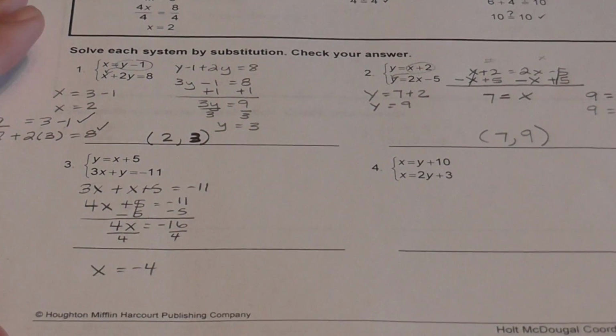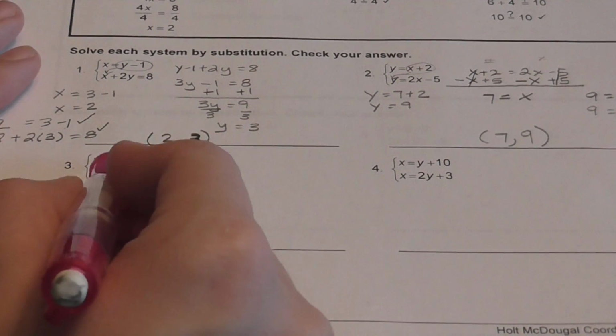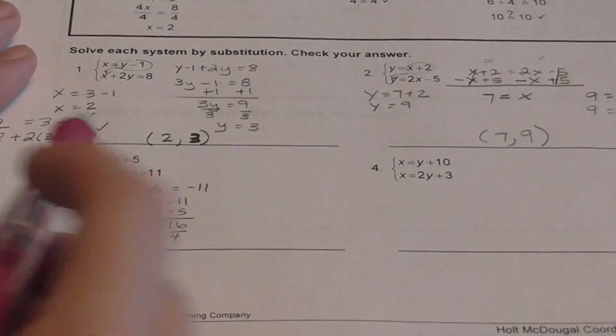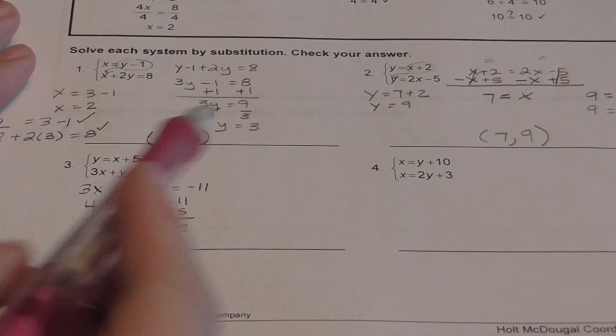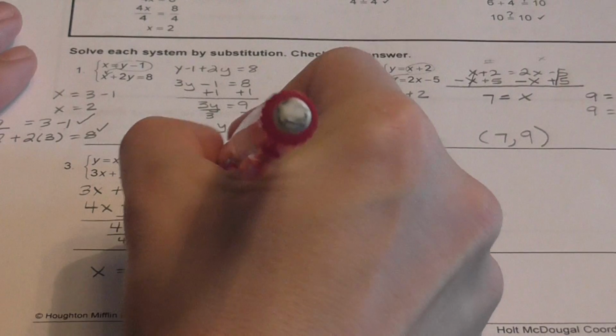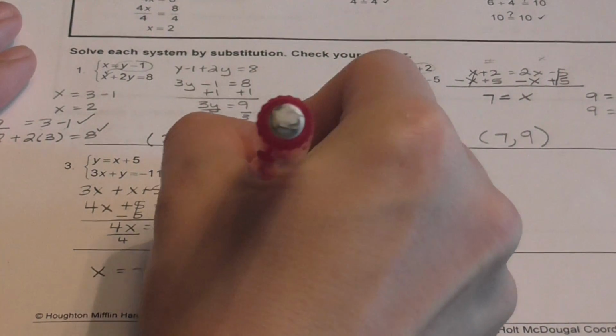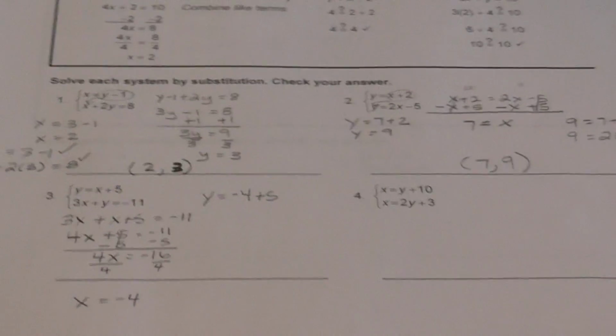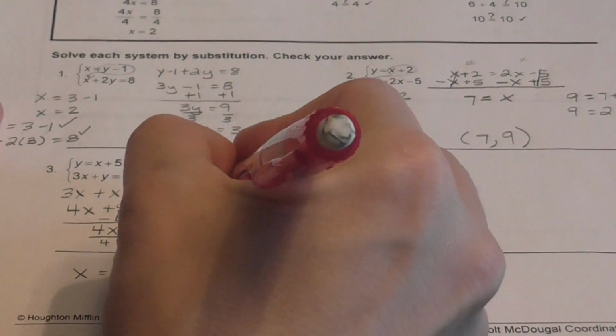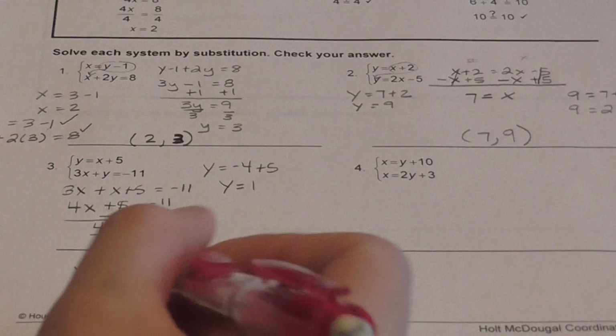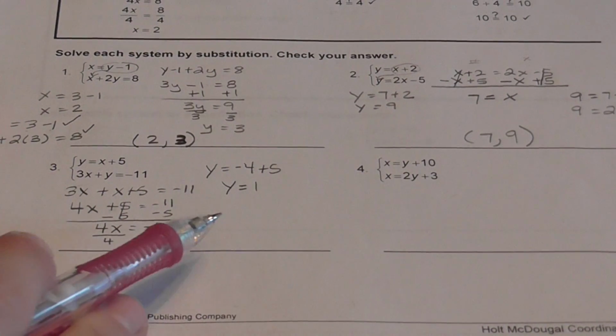Alright, so now that I know what x equals, I need to figure out what y equals. I'm going to plug that in to this equation, that top equation right there. So I get y equals negative 4 plus 5. Alright, so with that, negative 4 plus 5 is just 1. So x equals negative 4 and y equals 1.